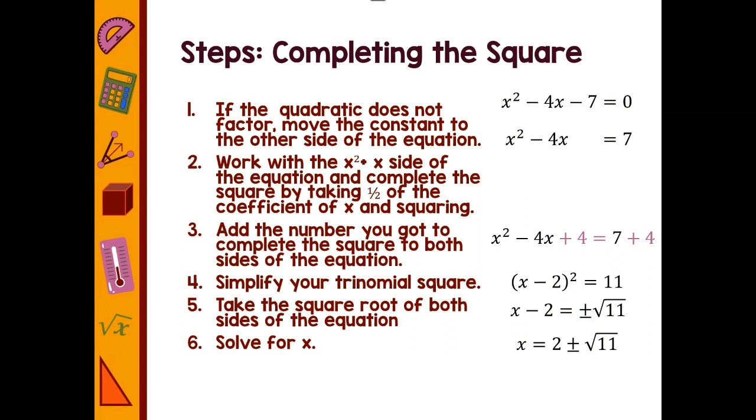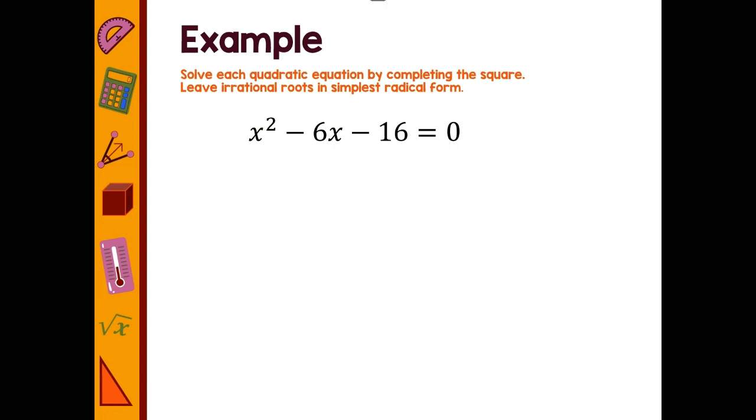Let's look at a new example. Solve each quadratic equation by completing the square. Leave irrational numbers in simplest radical form. So x squared minus 6x minus 16 equals 0. I'm going to first add 16 to the other side.